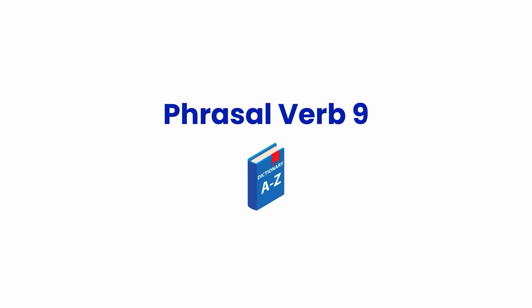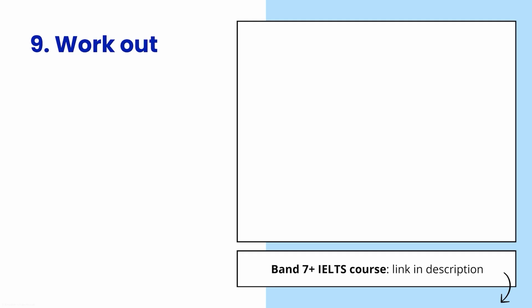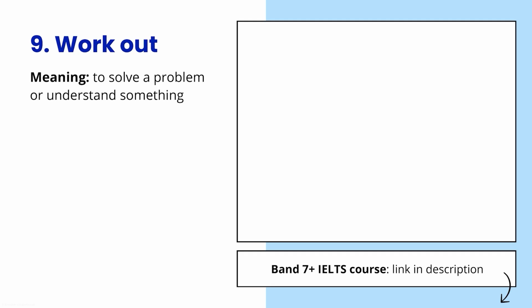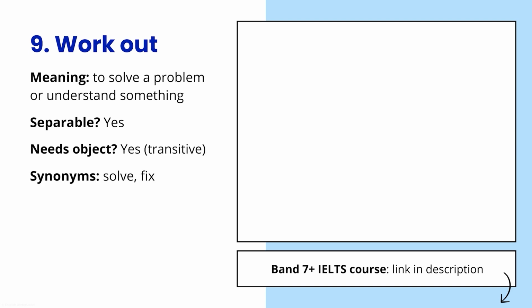Let's move on to the next one, which is phrasal verb 9. This one is work out. And work out, it has several meanings, but we're going to focus on this meaning here, which means to solve a problem or to understand something. Is it separable? Yes, it is. Does it need an object? Yes, it does. Some synonyms are solve and fix.